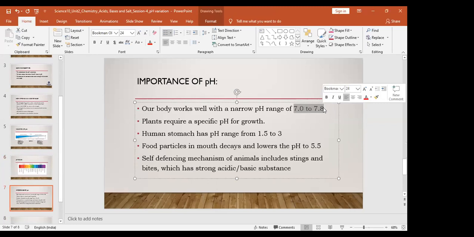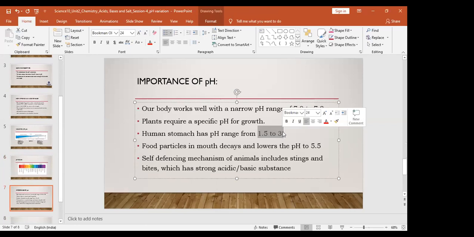Yes. Next question goes to Shyamak. Shyamak, what is the pH of the human stomach? Ma'am, it's 1.5 to 3. Why is the pH low in the human stomach? What is the acid present in the human stomach? HCl. Yes.